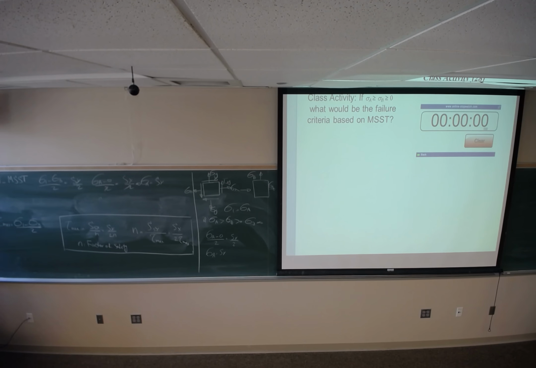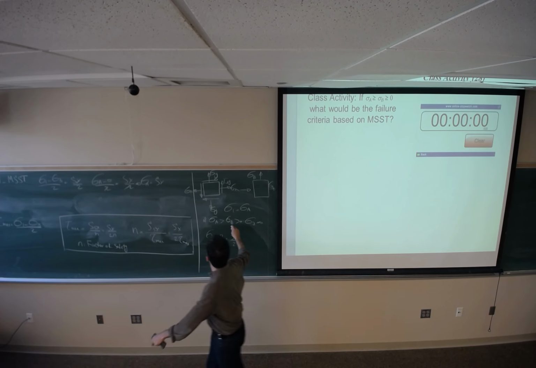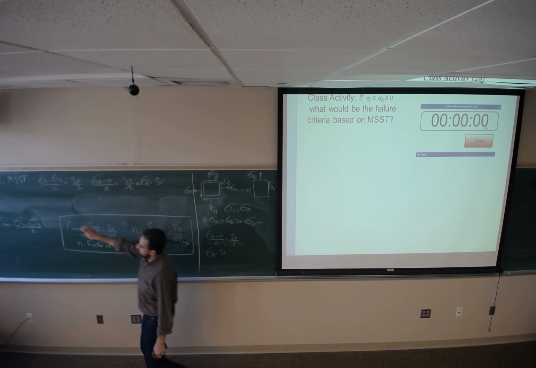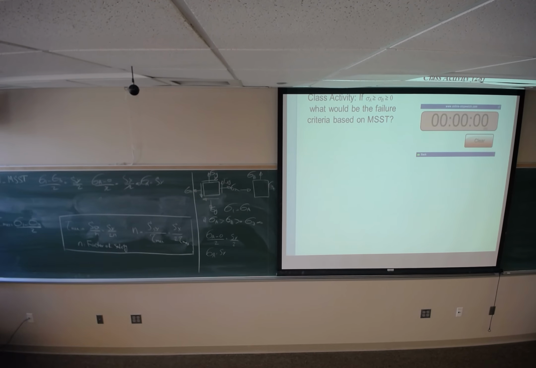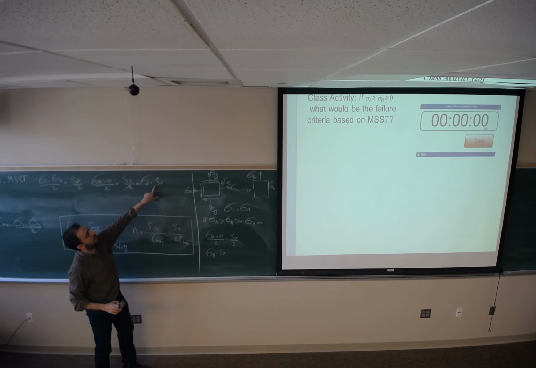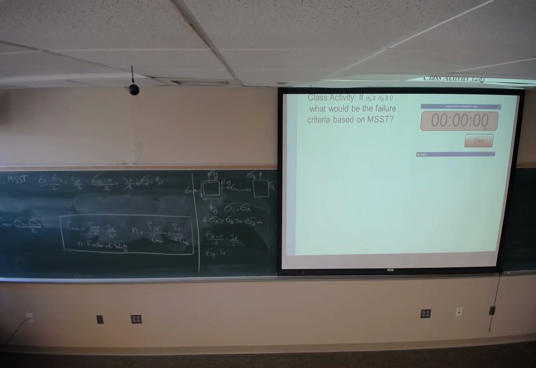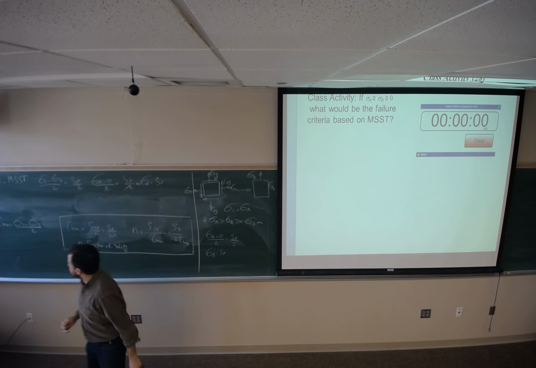So if I divide the plane into 4 quadrants, and this axis is representing sigma a, this axis is representing sigma b. If both are positive, it means we are in the first quadrant. And if this is sy, if I ask you to draw this line, sigma a equals sy, it's going to be this line.